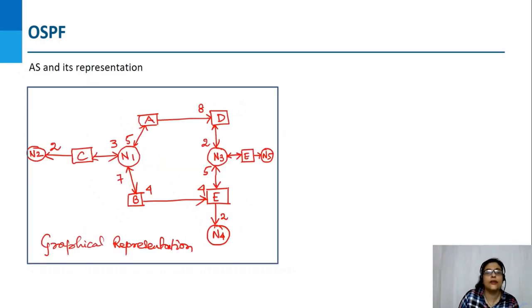Now, let us look at the graphical representation of the previous topology. Here, the networks are defined by a circle and routers are defined by a square. So here we can see that network N2, N4 and N5 are the stub networks, and N3 and N2 are transient type of networks.